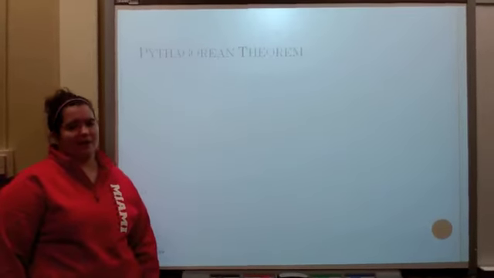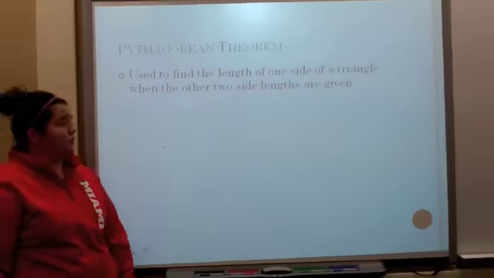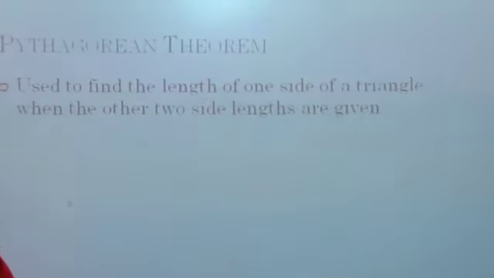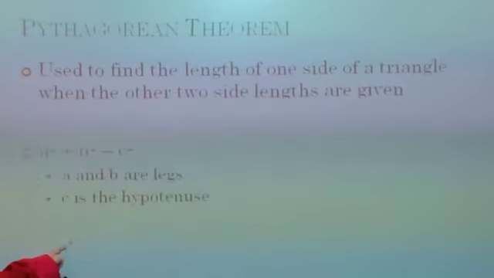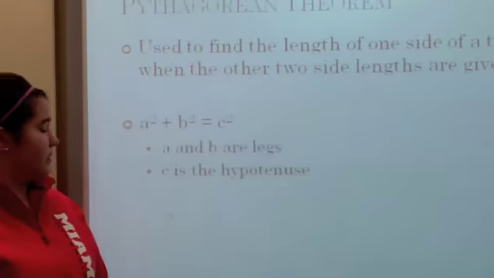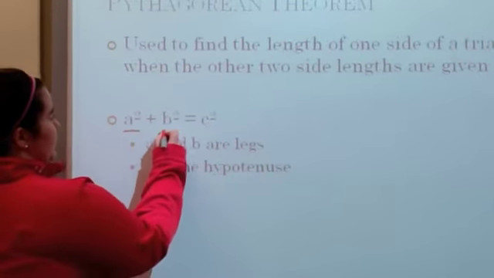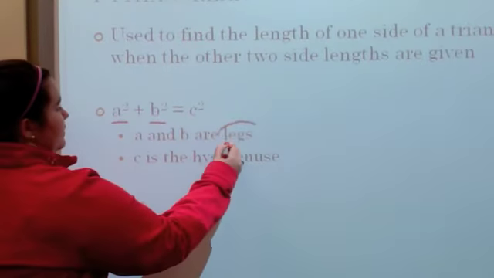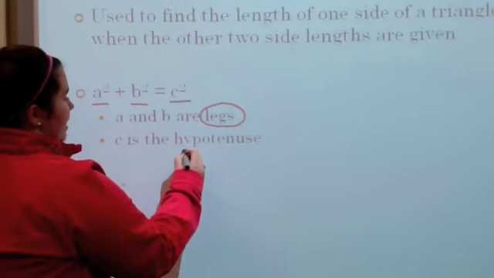So what exactly is the Pythagorean theorem used for? First, it is used to find the missing length of a right triangle when given two of the other lengths. The formula for the Pythagorean theorem is a squared plus b squared equals c squared, where a squared and b squared are the legs of your triangle, and c is the hypotenuse of the triangle.